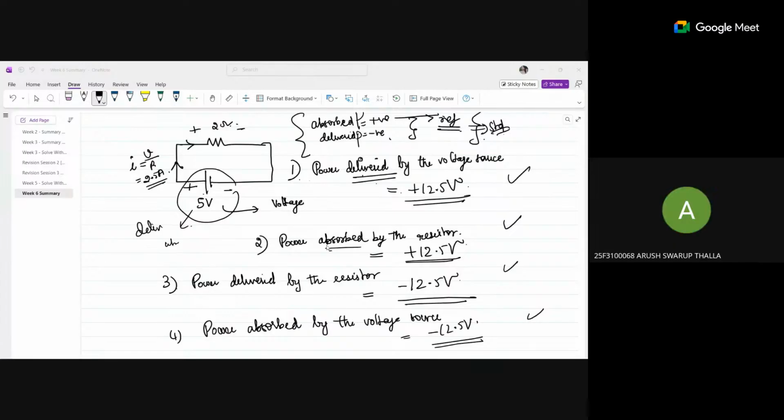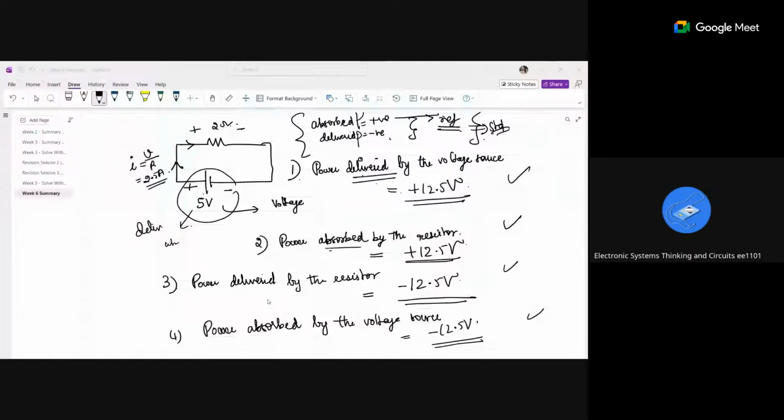Can you explain the second one again? The power absorbed by the resistor, right? Yes, ma'am. See, resistors usually absorb power. So we are taking absorbed power as the positive convention, so we are putting it as plus 12.5. In the third question, they are asking the power delivered by the resistor. But resistors actually absorb power. So we are putting it as minus 12.5 to represent it.